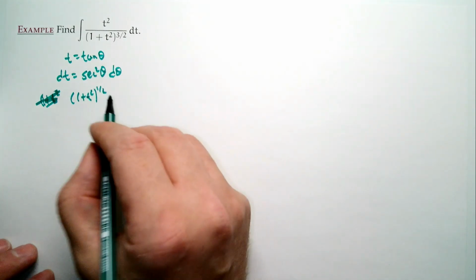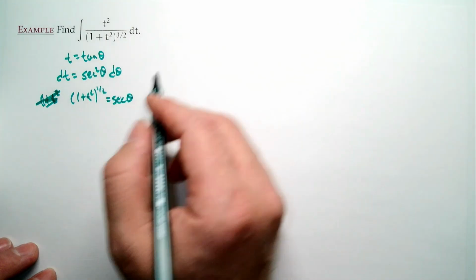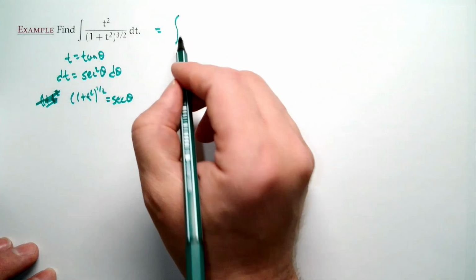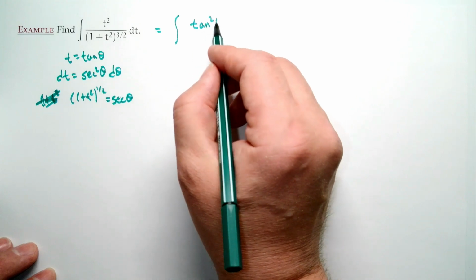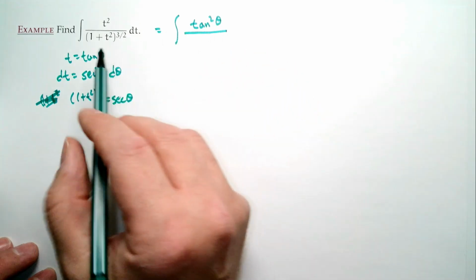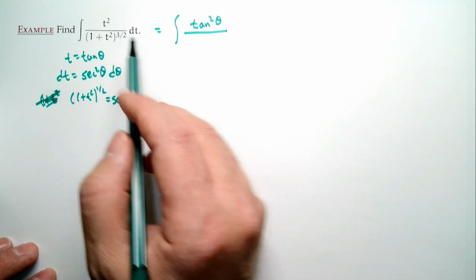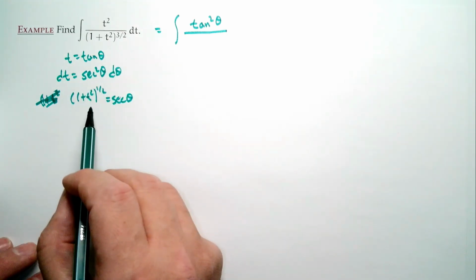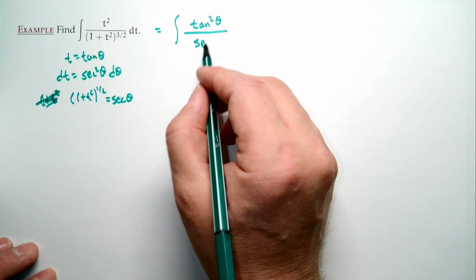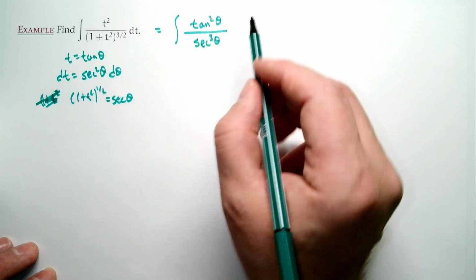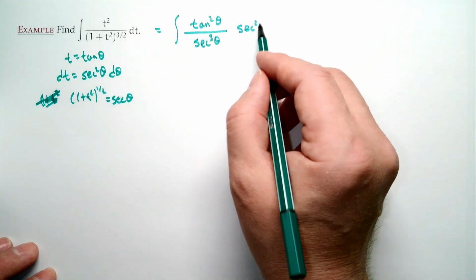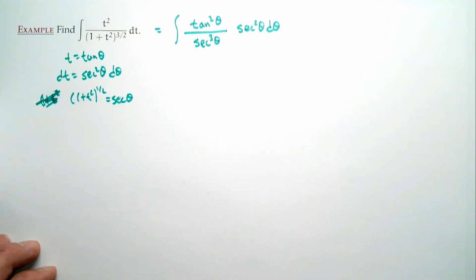It's secant. So we go through and replace all our parts. So the upstairs you have the t squared, that'll become tangent squared. The downstairs we have 1 plus t squared to the 3/2. Well, that's like 1 plus t squared to the 1/2, but cubed. So that says the downstairs is going to become secant cubed. And then we have the dt, which is secant squared theta d theta. So we've updated all our pieces.